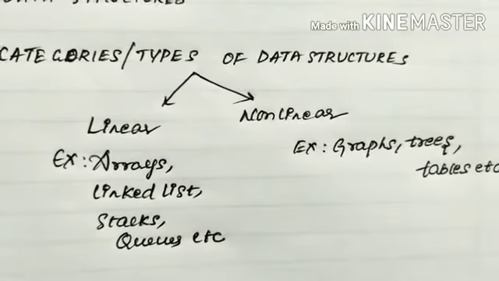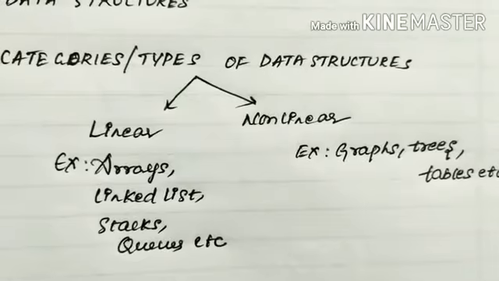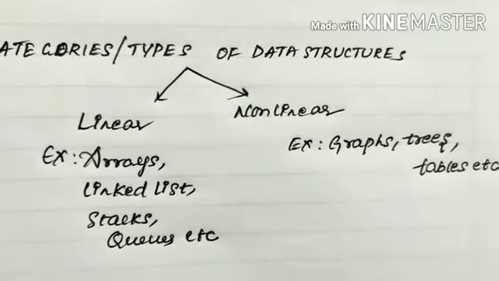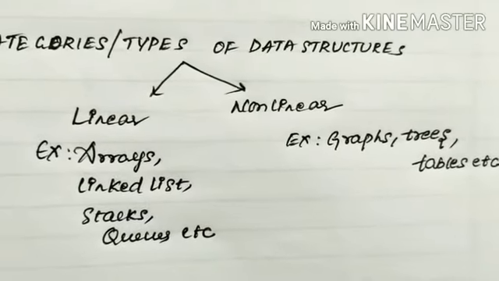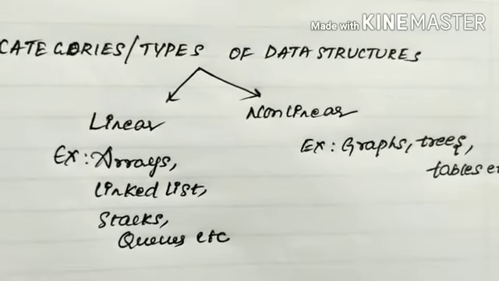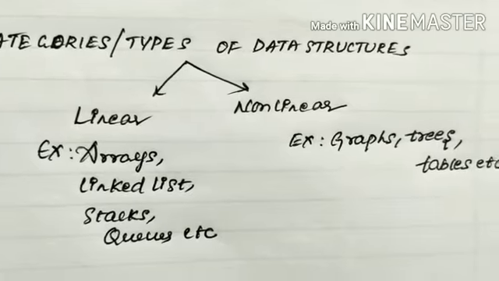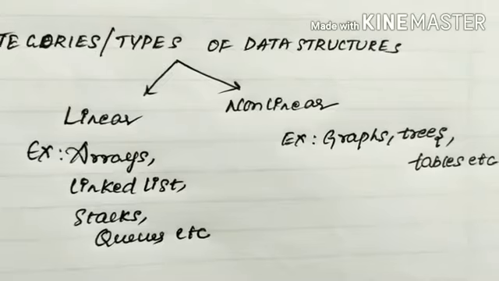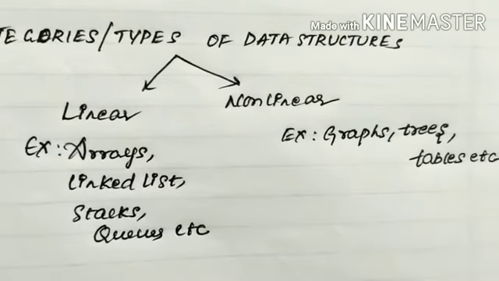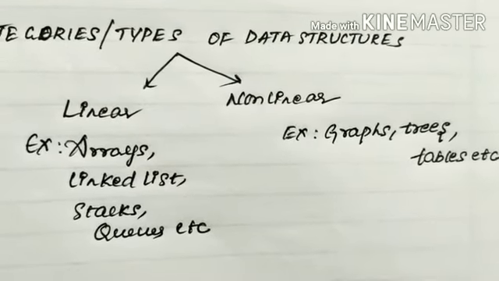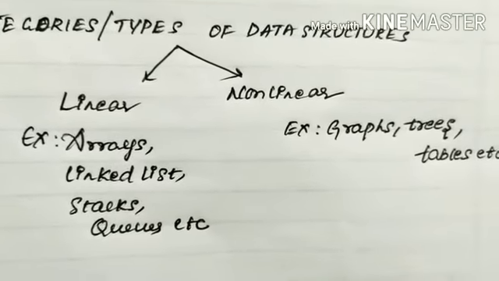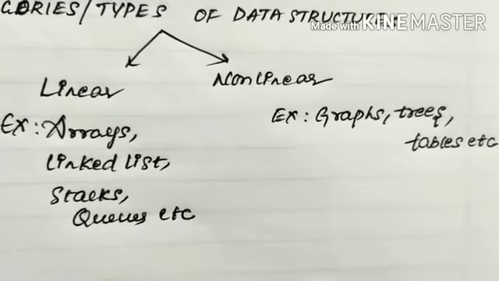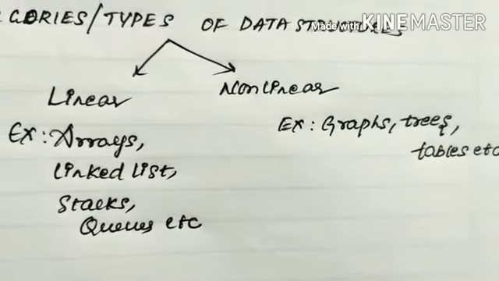Now let us know the types of data structures. We all know that data structures are of two types: linear data structures and non-linear data structures. Linear data structures are those where the data is stored in a particular format, in a sequential order. The data structures whose data is not stored in a sequential manner are non-linear data structures.